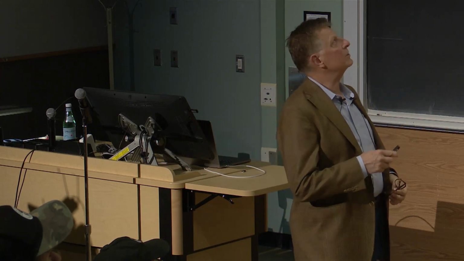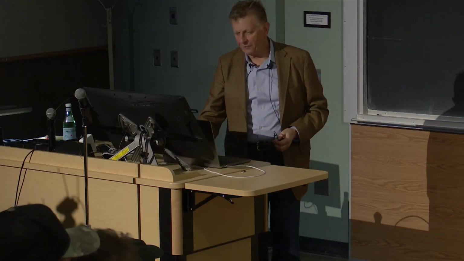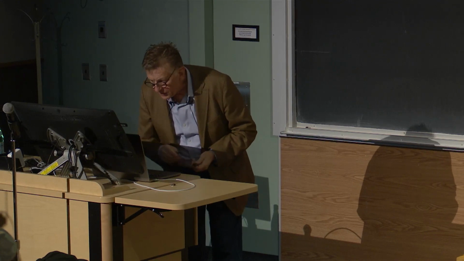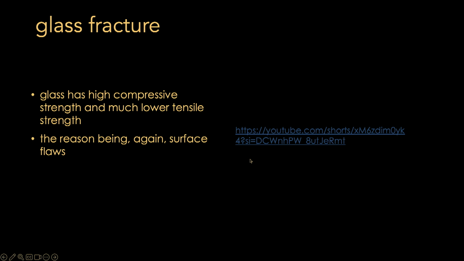So you get what's known as the Weibull statistics, which means that the more experiments you make, the higher the strength becomes on the same material. So you have to be aware of that. But the point here is really that the surface flaws are the killer for glass stability. So the glass always breaks at the surface.